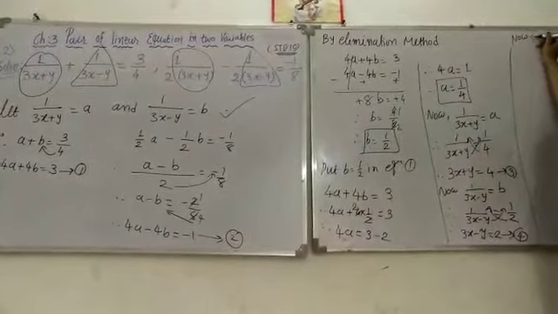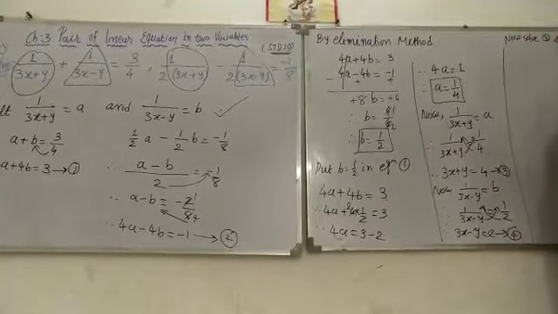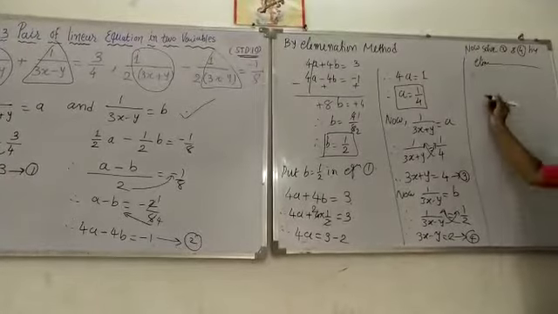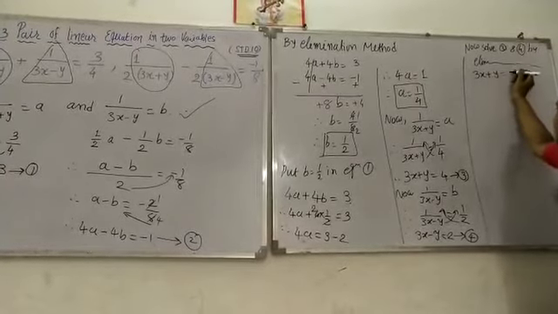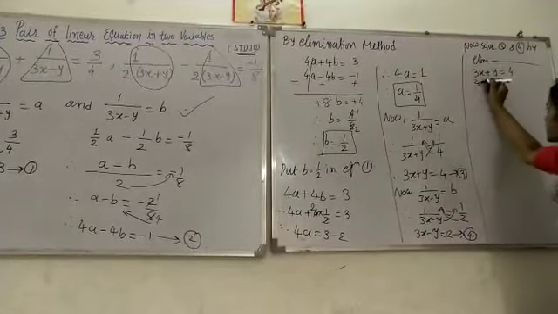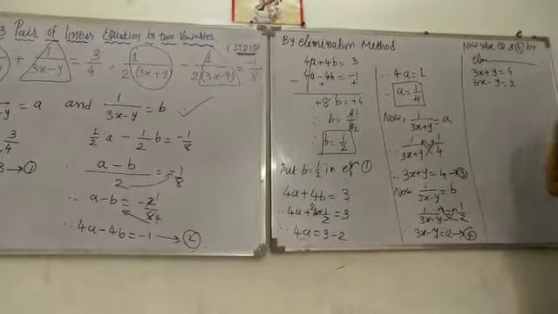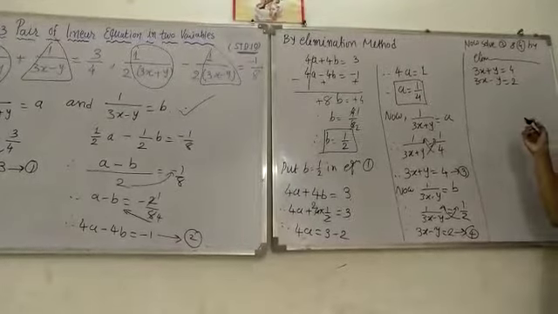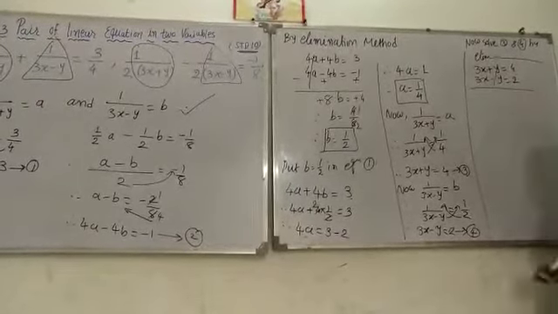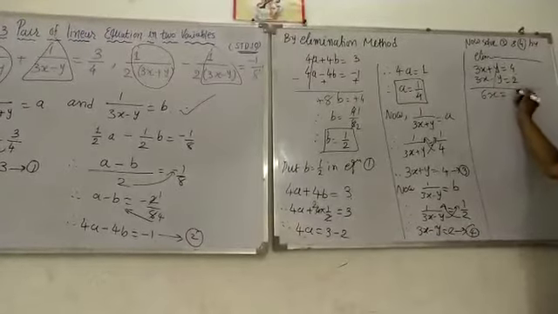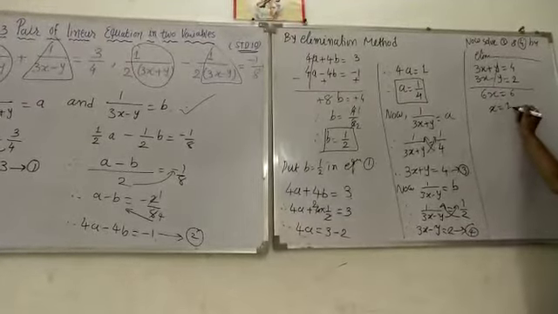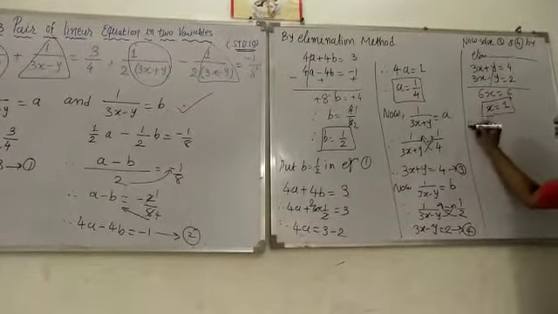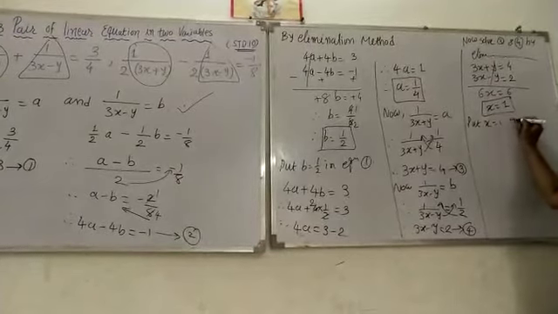So now solve 3 and 4 by elimination method. So 3x plus y is equal to 4 and this is 3x minus y is equal to 2. I want to eliminate y here and it already has opposite sign, so no need for changing. So this is cancelled. 3x plus 3x is 6x, 4 plus 2 is 6. So your x is 1. Now put this value in one of them, 3 or 4. So put x is equal to 1 in 3.